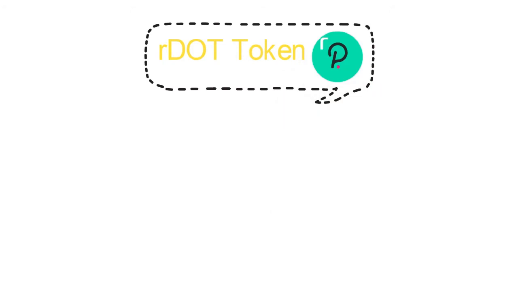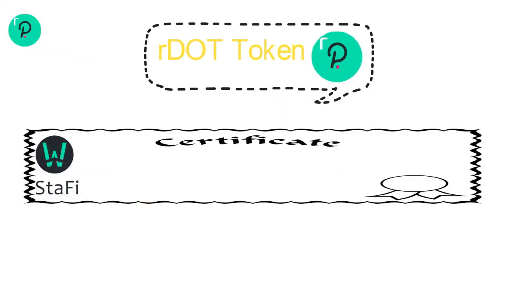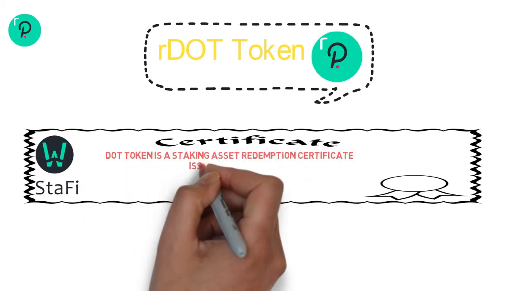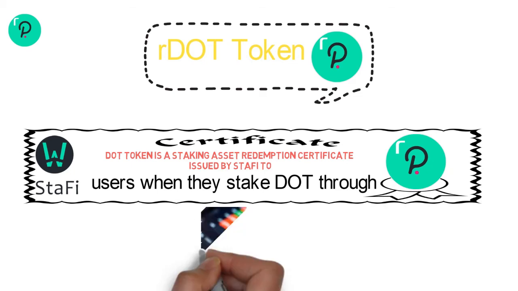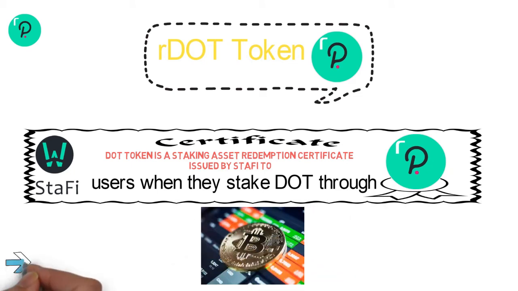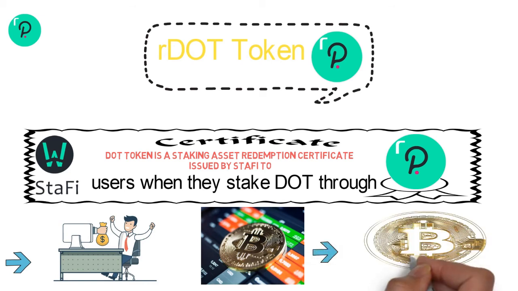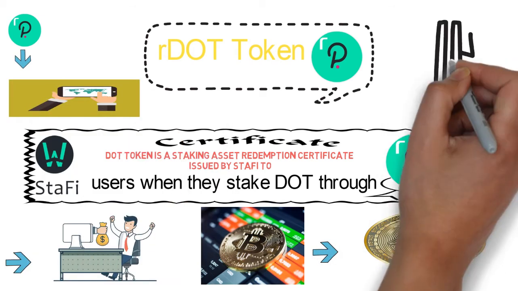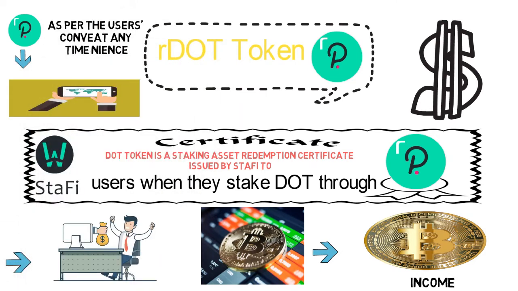rDOT token is a staking asset redemption certificate issued by StaFi to users when they stake DOT through the StaFi rDOT product. rDOT tokens are anchored to the DOT assets staked by users and the corresponding staking income. rDOT tokens can be transferred and traded at any time as per the user's convenience.